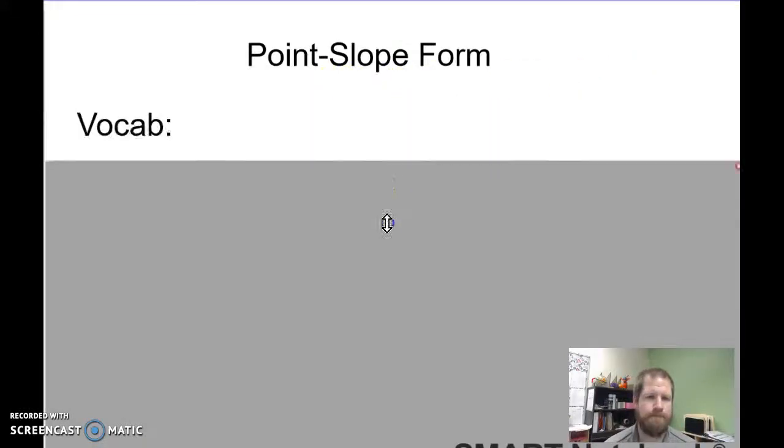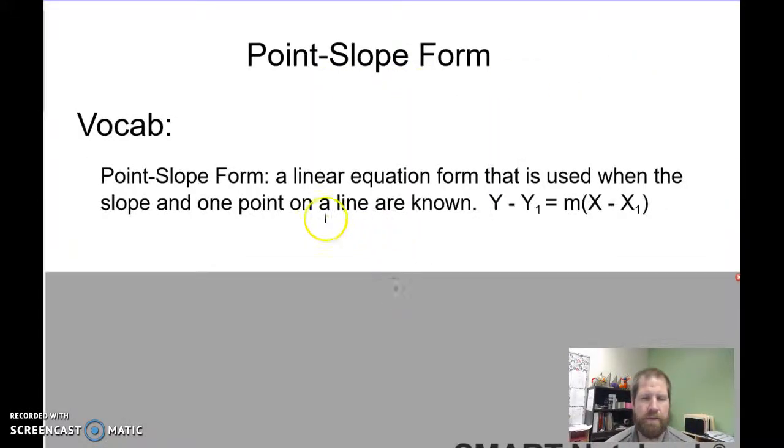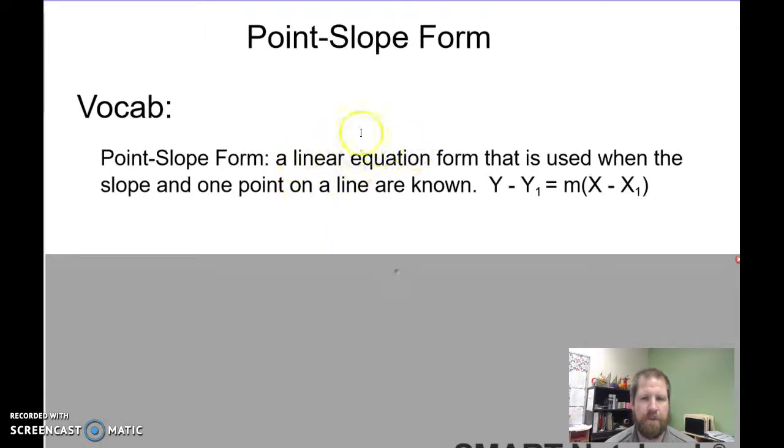Point-slope form. Alright, so point-slope form is a form for linear equations, and we use this when we know the slope and we know one point on the line that is not the y-intercept. Okay, so the weakness to slope-intercept form is you have to know that specific y-intercept. One of the benefits of point-slope form is the point that you need to know for this form can be any point on the line.